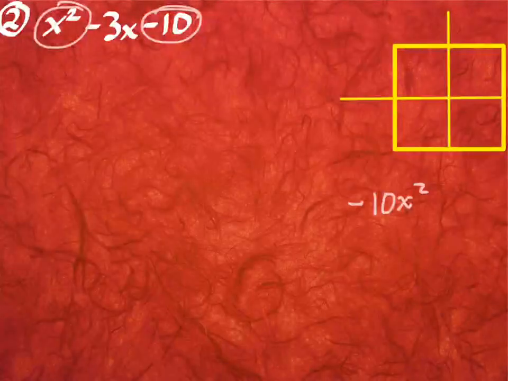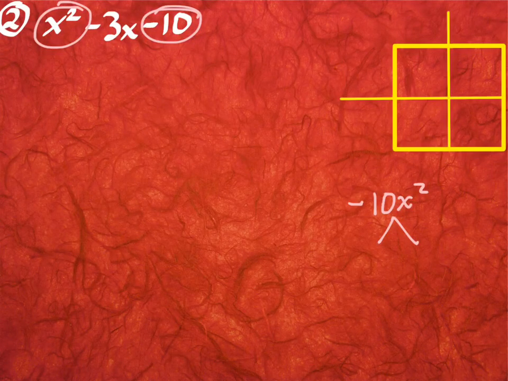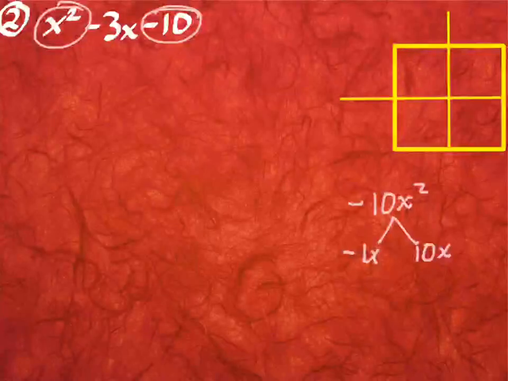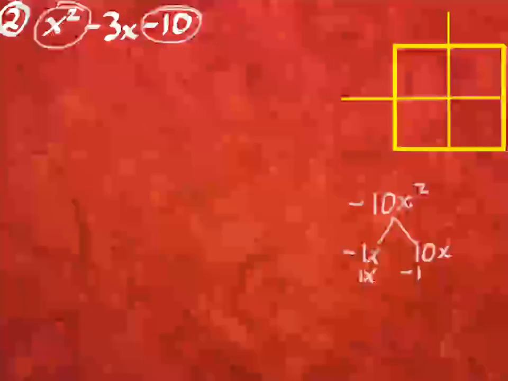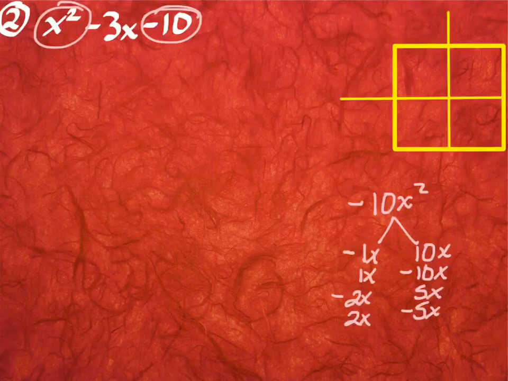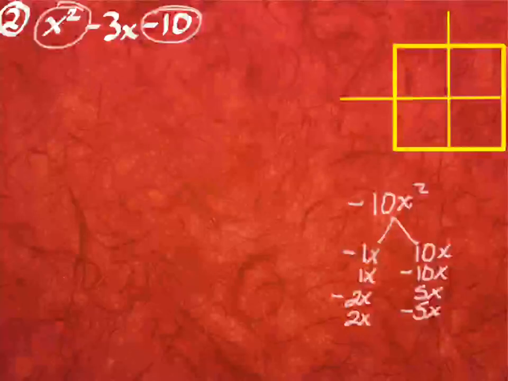So we have 10x squared, and this time it was a negative 10x squared. So that means to get a product that's negative, we need a positive and a negative. So we have a 1x and a 10x, and we have it with a negative 1. And then we'll do the same thing with a negative 10. Then we have 2x and 5x, with the negative on the 2 first, and the negative on the 5 second. And 3 and 4 will not go in evenly, so that's all our factors.